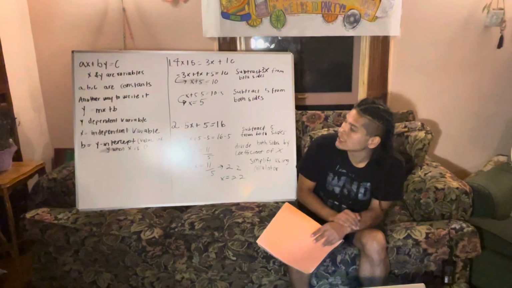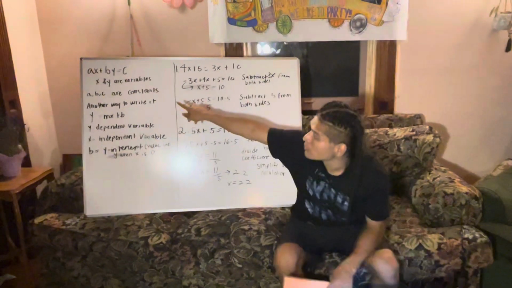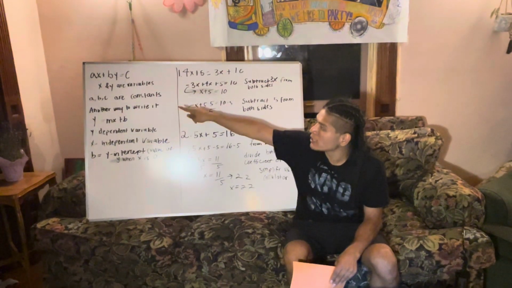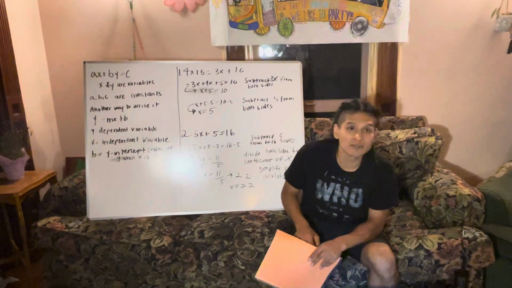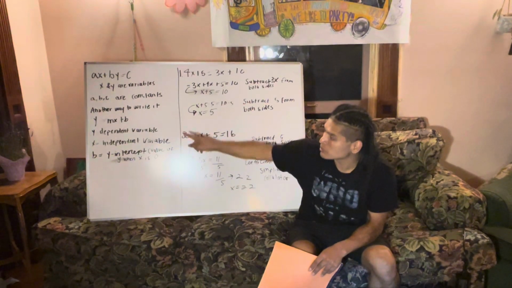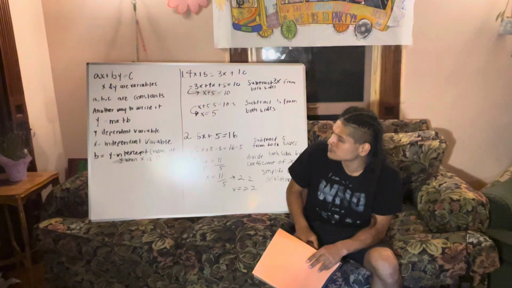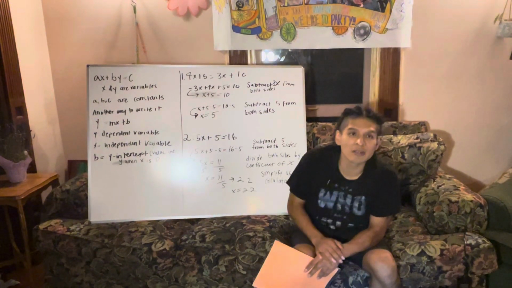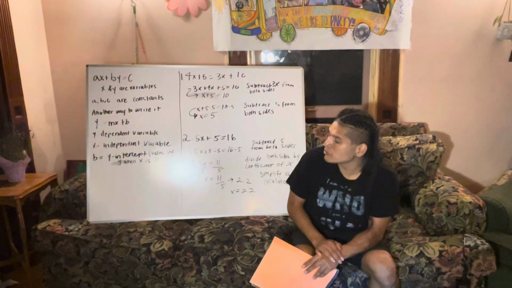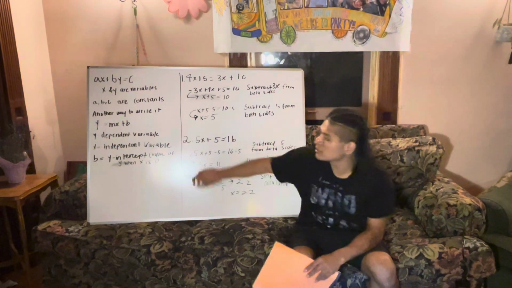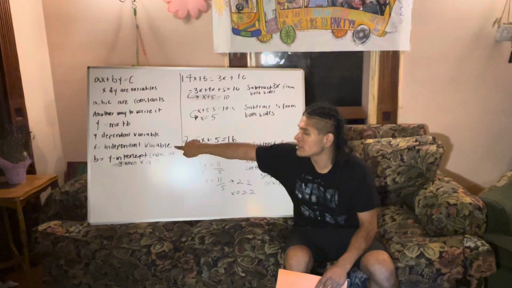A way you will see linear equations written is ax plus by equals c, where x and y are variables and a, b, and c are constants. Another way you will see it written is y equals mx plus b, where y is the dependent variable and x is the independent variable. In the example of time and money, the money you earn is dependent on the time you work. So then the x is the time and the y is the money.